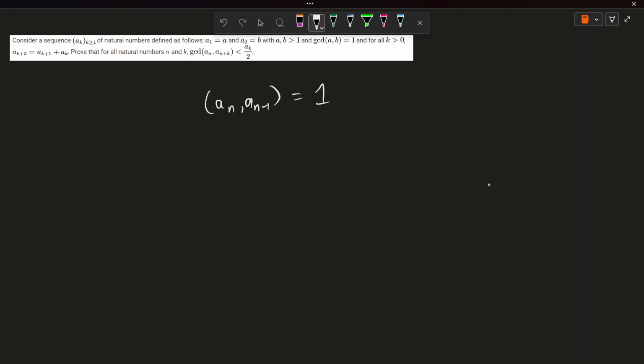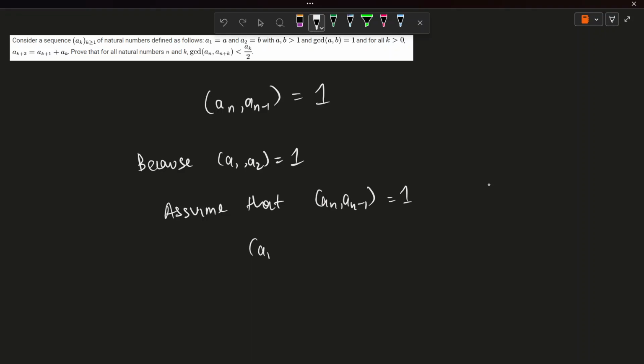Because GCD of a_1, a_2 equal to 1 by the problem condition, the base case is clear. So let's assume that GCD of a_n, a_{n-1} is equal to 1. We will prove that GCD of a_n, a_{n+1} is also equal to 1.